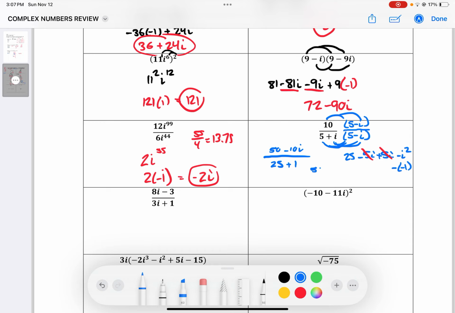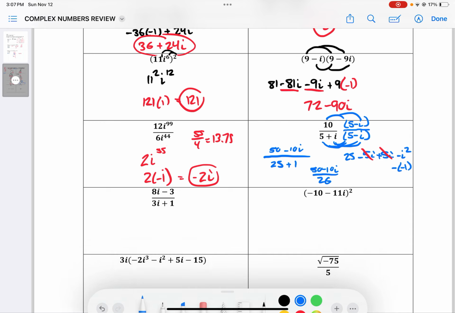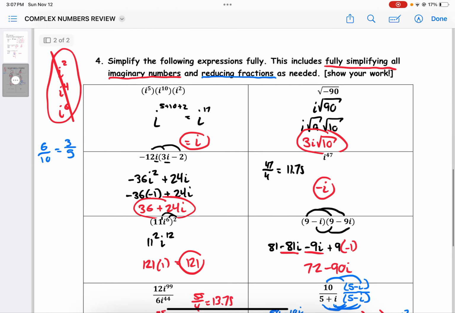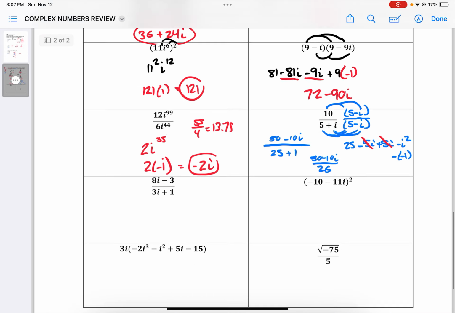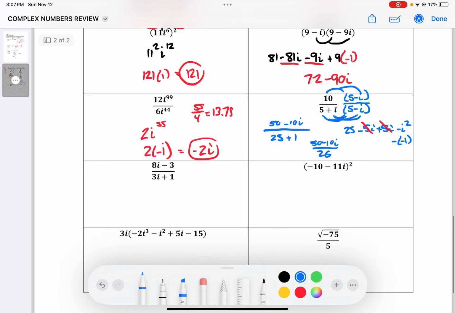So we'll have 50 minus 10i over 26. And as we stipulated above, we're going to be reducing all fractions as needed. These are all even numbers, which means I can cut them all in half. So 50 divided by 2 is 25. Negative 10 divided by 2 is negative 5. And 26 divided by 2 is 13. So we'll get 25 minus 5i over 13. And that is our final answer.